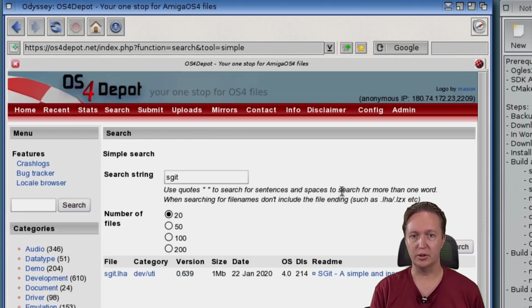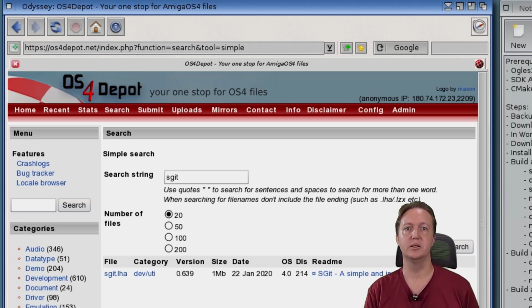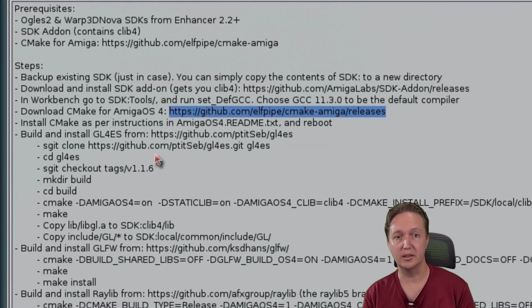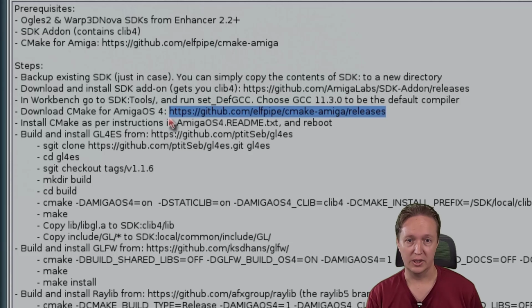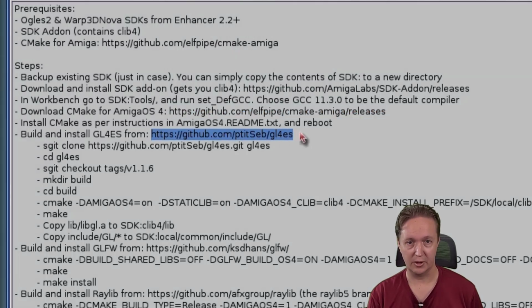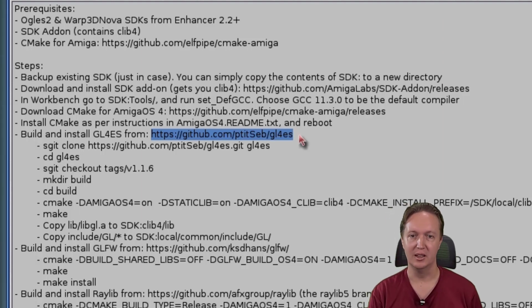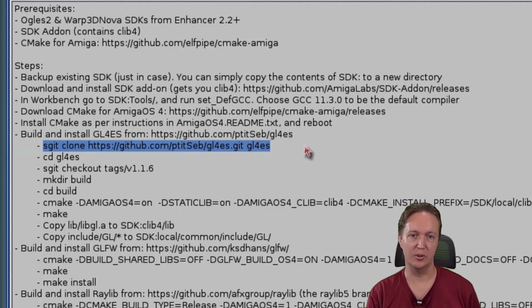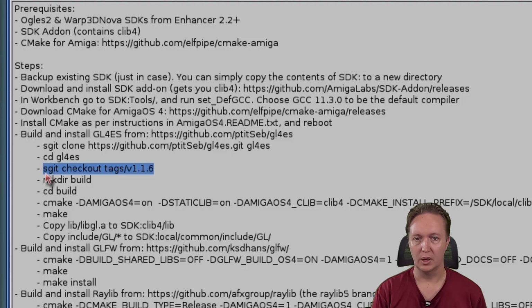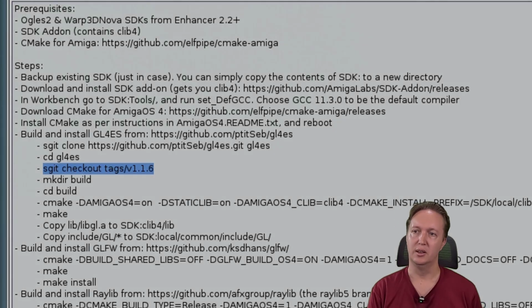Once you've installed all of those, you will first need to build and install GL4ES into your SDK, which comes from this location on GitHub. This time you can fetch it on your Amiga using this command line. Using simple git, you go sgit clone and you get it from here. And then you want to check out version v1.1.6.